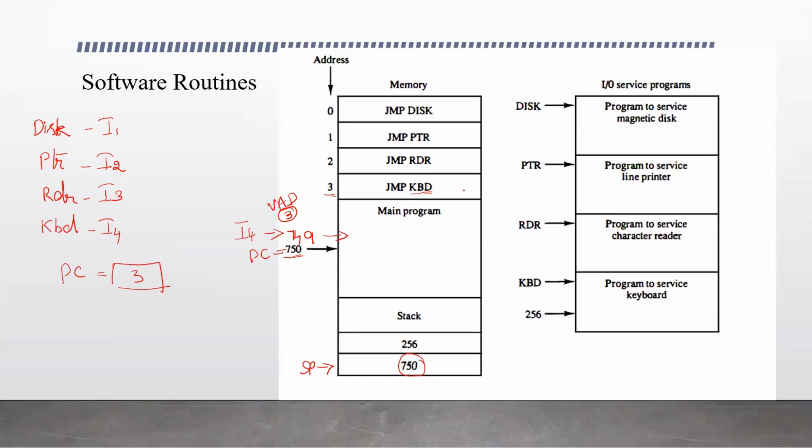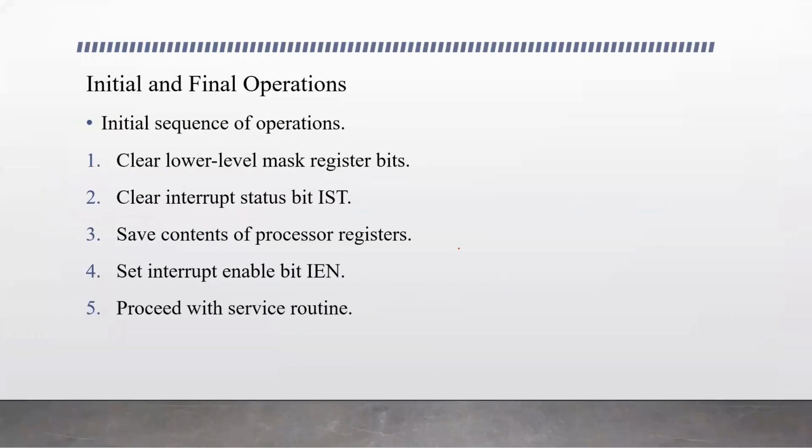Okay, so the control will be taken to this address KBD, and here we have the program to service the keyboard. Okay, the interrupt service routine for servicing the keyboard. So the CPU will execute this. Here we have an initial set of instructions and the actual instructions to service the device keyboard, and we have a final set of instructions. The initial set of instructions we have learned, what all is done there during the execution of the service routine.